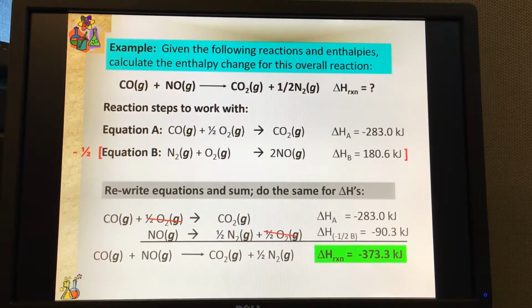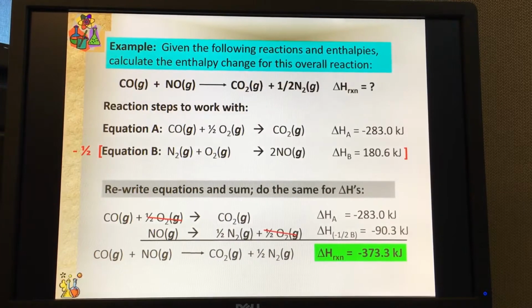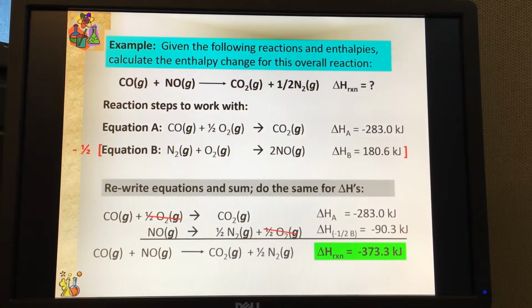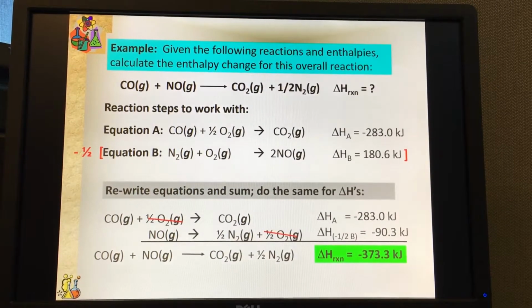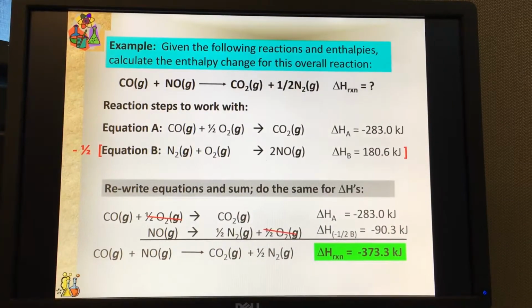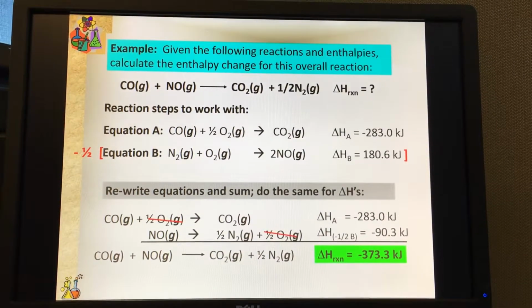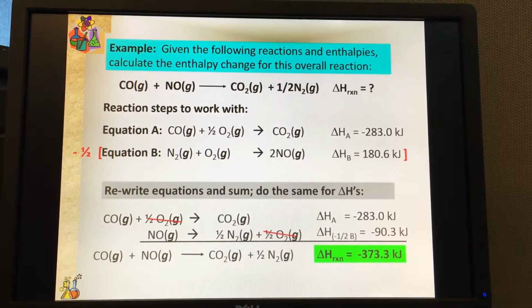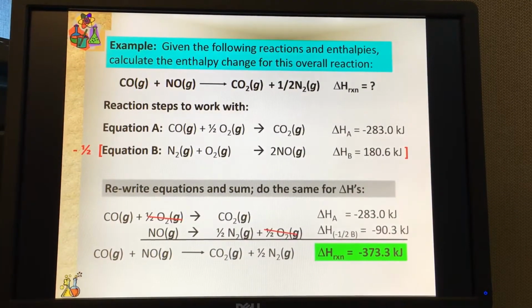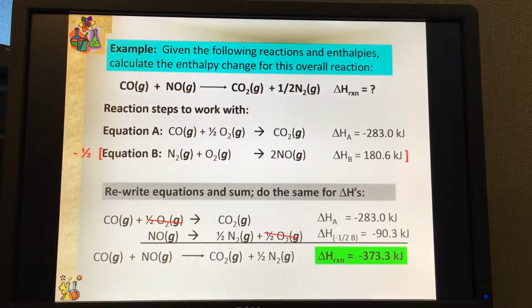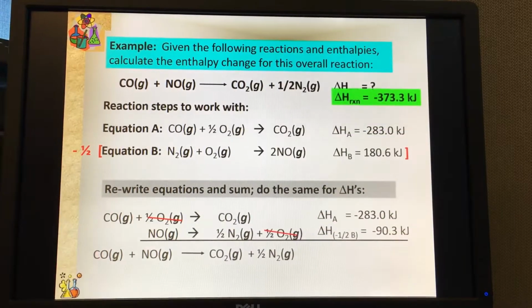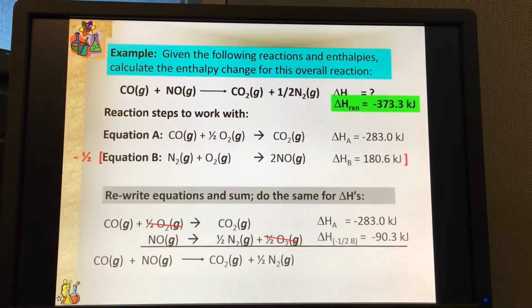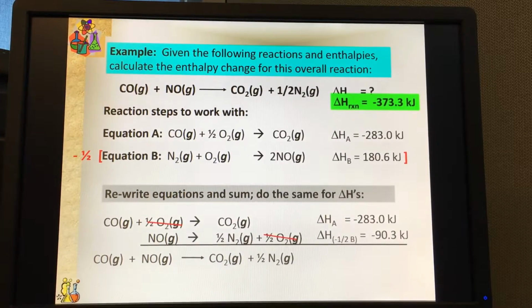To review this Hess's law problem, we began by looking at equation A and equation B and seeing how they matched our overall reaction. We then modified equation B by flipping it and dividing the coefficients by half so that they would match our overall equation. We then added equation A and equation B together and added their enthalpies as well. We canceled out the spectator of half a mole of oxygen since it occurs in both the reactants and the products. We now know the overall enthalpy of our chemical reaction is negative 373.3 kilojoules.